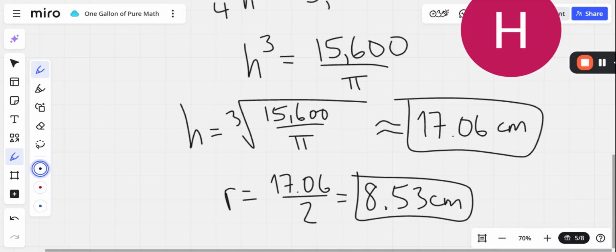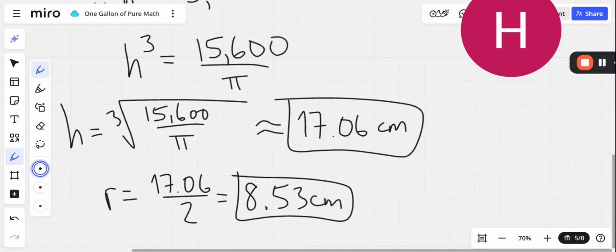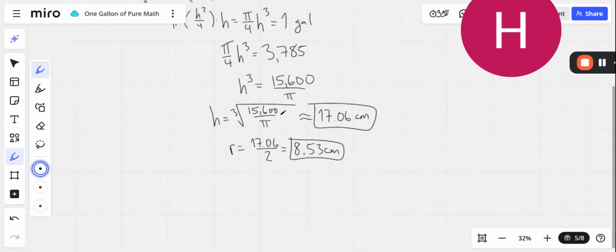So if we need to figure out whether or not we can fit this in the shelf, the shelf needs to have 17.06 centimeters of space. Or if it's a really big shelf, maybe you can stack multiple cans on top of each other. Okay, and that's our answer.